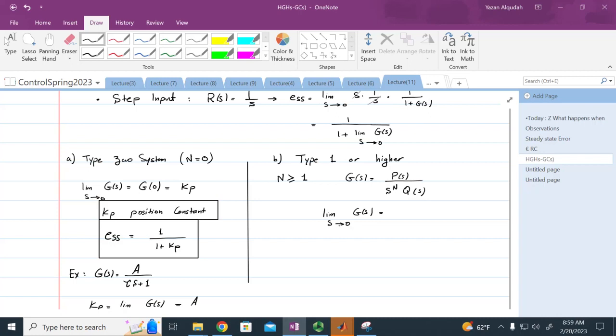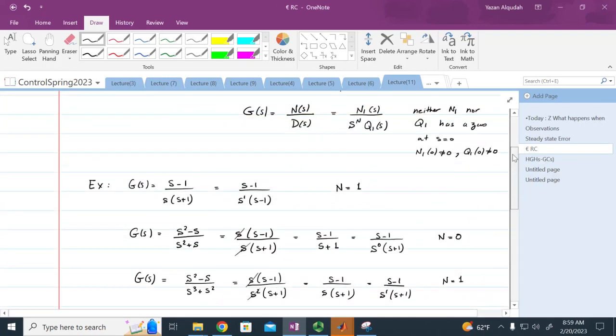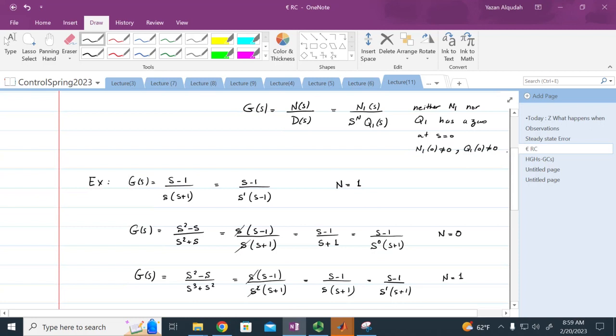Because there's a constant there. Because we took all the S from the numerator and the denominator and we took them as a common factor outside. So what we are left with is a P that is not equal to 0 when S equals 0 and Q that is not equal to 0 when S is equal to 0. N1 of 0 is not equal to 0. Q1 of 0 is not equal to 0, because if it was equal to 0, then I should take the S out of it. Does that make sense?